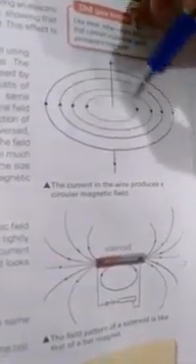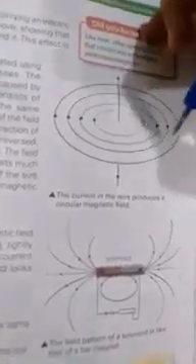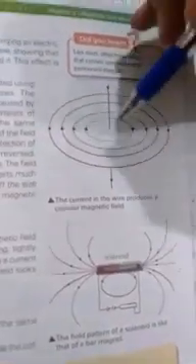Draw lines on the diagram to show the shape of the magnetic field produced by the current flowing in the wire. You can see it on page number 53 of the book. The current in the wire produces a circular magnetic field. The magnetic field lines consist of concentric circles, meaning circles with the same center around this wire carrying current. Here you have to draw the shape of the magnetic field like this, and the direction is also the same, that is clockwise, because the current is flowing downward.